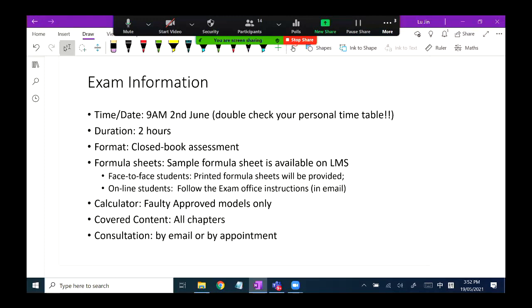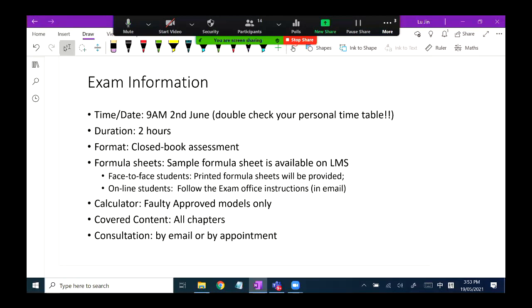Okay, please double check your personal exam timetable. We have the face-to-face students and the online students. You are going to sit the exam on different platforms, so I don't comment on this. Please double check and follow the instructions given by the exam office. The time and date are known.